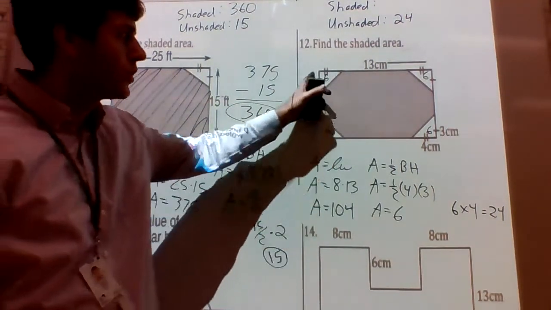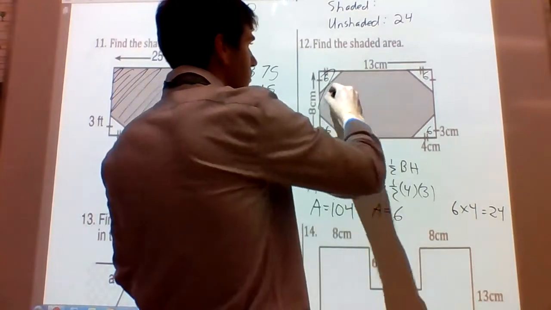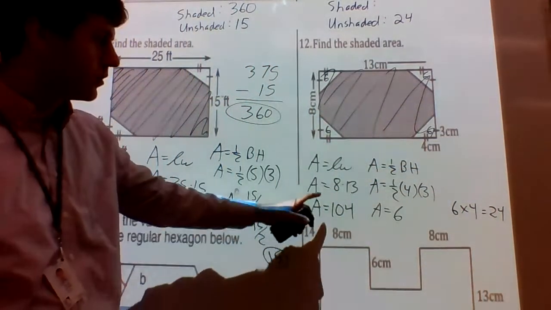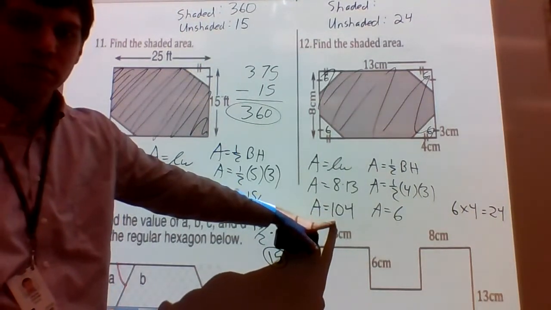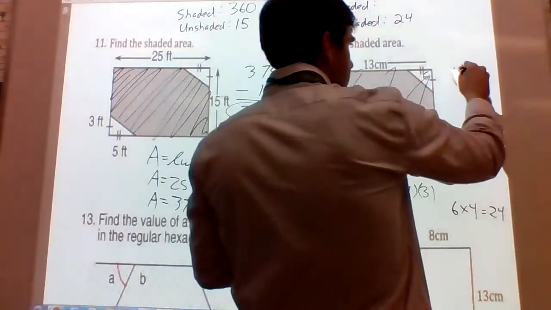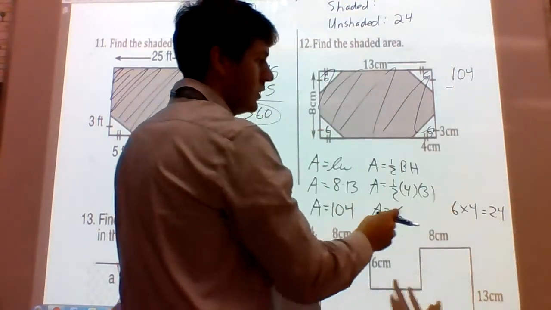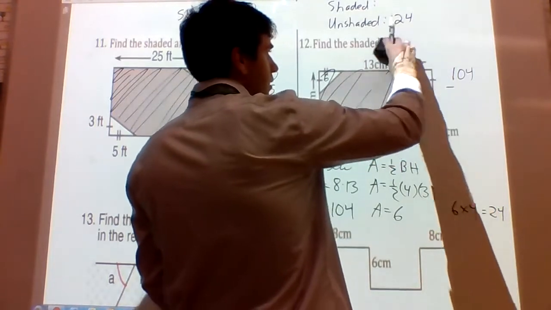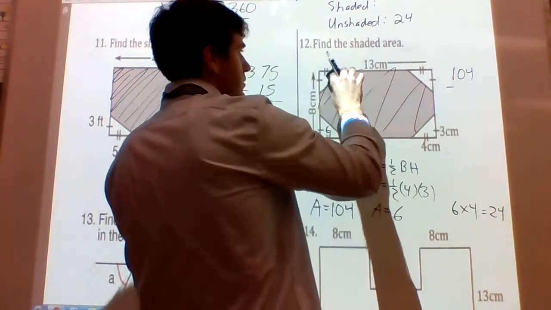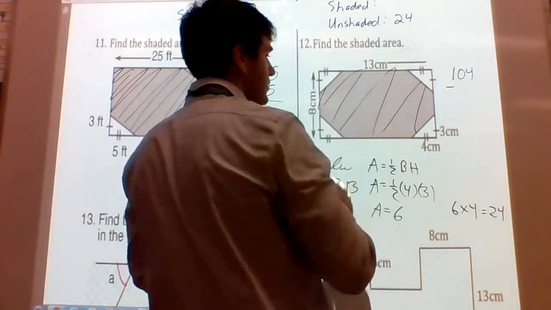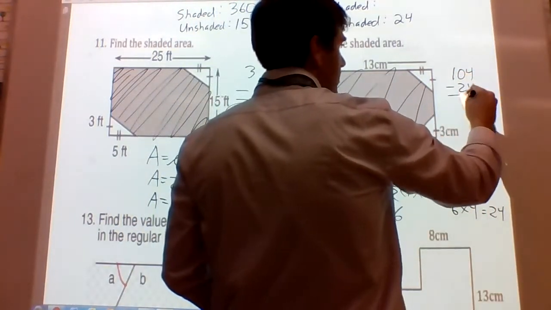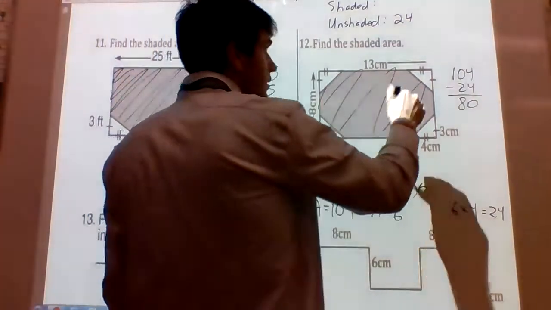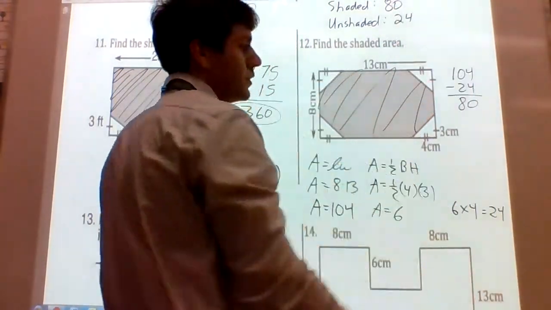Okay, the area of the whole thing, again, the whole thing is 104. We want to subtract the unshaded part, so minus 6, that's minus 12, that's minus 18, and that's minus 24. And we're left with an area of 80. So the shaded region is going to be 80 centimeters squared.